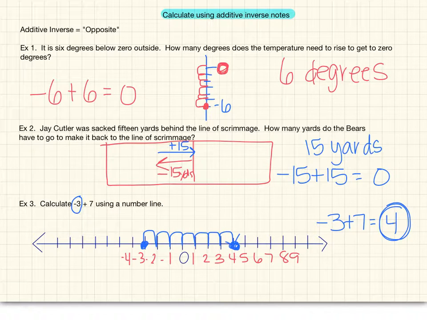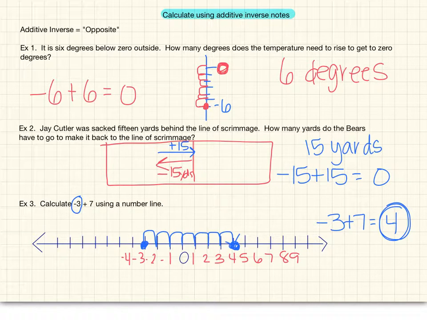Now, some of you guys have already kind of mastered this idea when you've used our rules for adding integers or when you think about the hot air balloon, but we also need to be able to use the number line and understand how we would represent that. So when we use a number line to add integers, we start at the first number given.